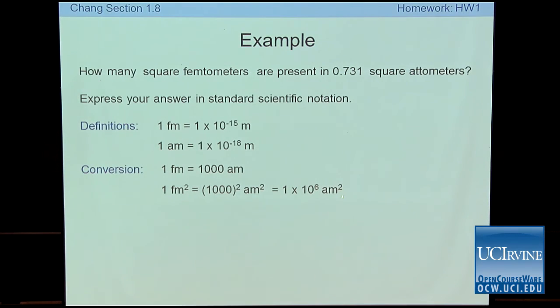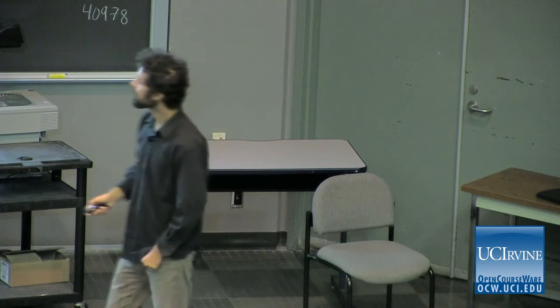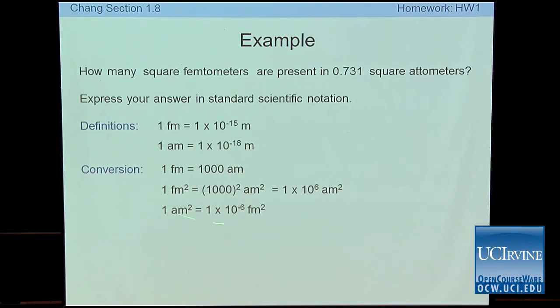Okay, so I actually want to express attometer squared in terms of femtometer squared. That's the inverse, so that's this. 1 attometer squared equals 10 to the minus 6 femtometer squared. I just reverted it. That's all I did. So that is good news, because now I can directly relate a certain amount of attometers into femtometers. Here it is. This is the number, 0.731 attometers squared equals that number times 10 to the minus 6.